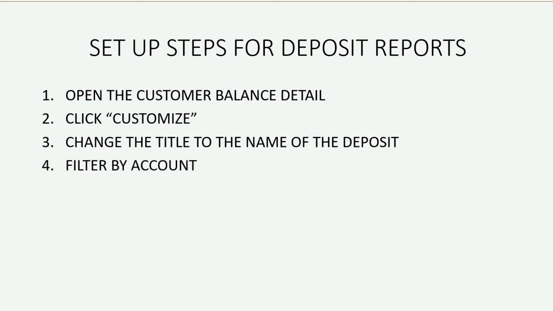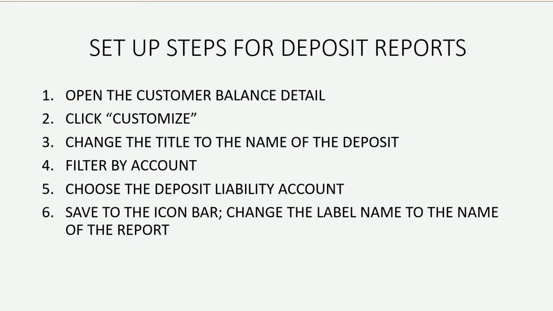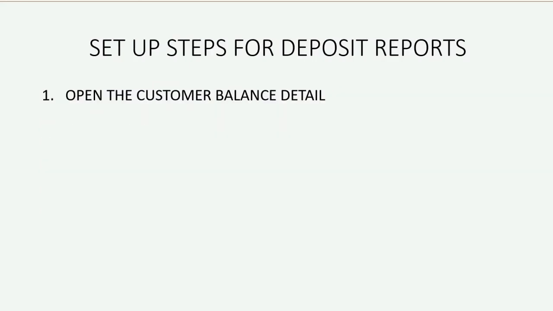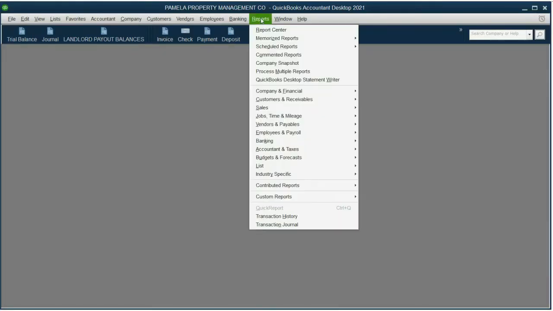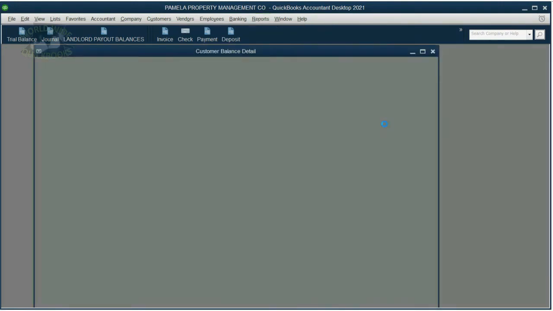Then we will filter by account and we will choose the specific liability account that we just created that will equal the total of all the transactions of that type of deposit. Then we'll save it to the icon bar and we'll change the label name to the name on the report. So we've done this before. Okay, very simple. Let's open the customer balance detail. Reports, customers and receivables, customer balance detail.